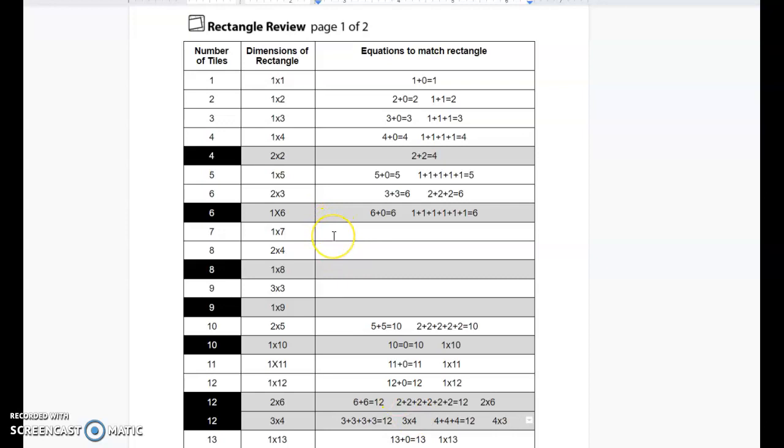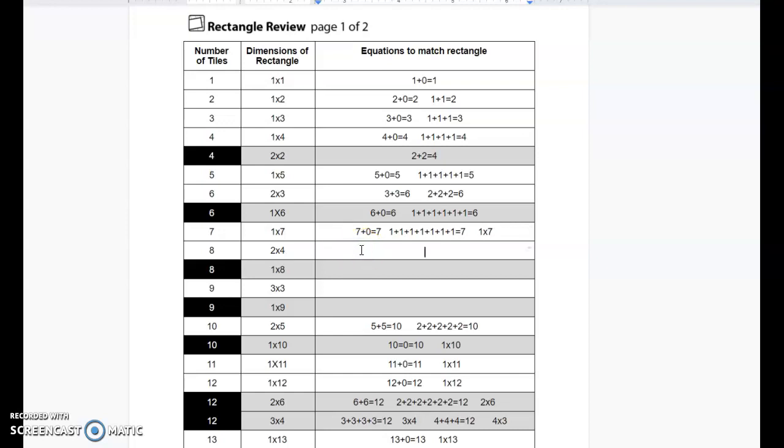Now let's have a look at some of the equations you could have written for your other rectangles from the other day. Let's see if your equations match mine. So let's think of an equation for our 1 by 7 rectangle. We could have written that we had 7 for our one row of 7 plus 0 to equal 7. And you could have written 1 plus 1 plus 1 plus 1 plus 1 plus 1 plus 1 equals 7. But that might have taken you a long time, so you may have chosen to just write 1 times 7 to save a little time.